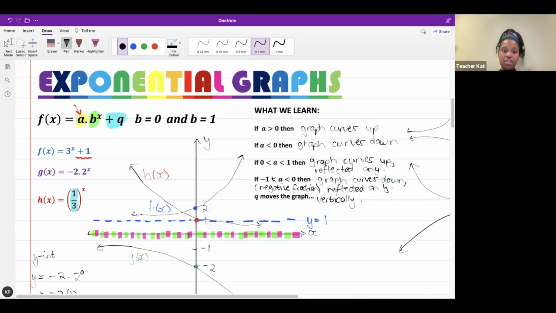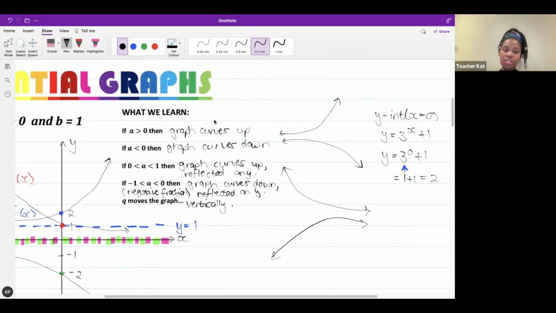So this is the crux of the matter. If a is greater than 0, my graph is curving up. If a is less than 0, my graph is curving downwards. If it's between 0 and 1, so if it's a fraction, then it'll still curve up, but it is on the other side. And if it is between -1 and 0, it still curves down, but on the other side.